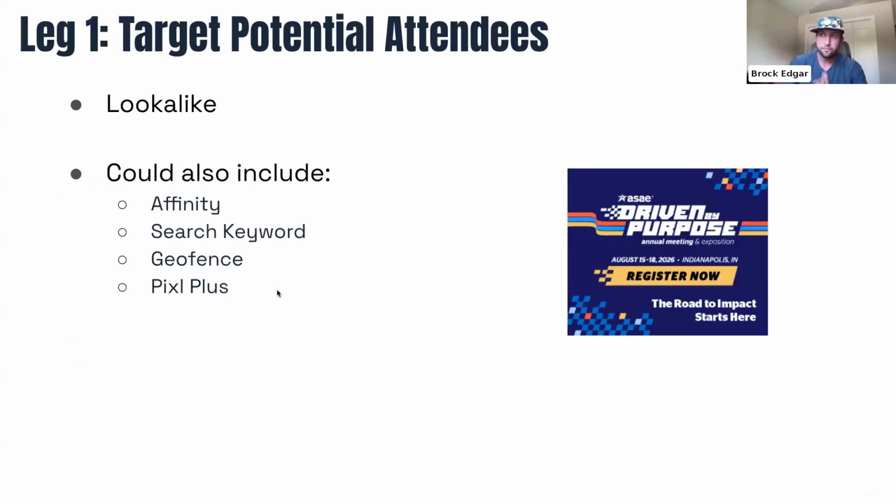But for the potential attendees, ASAE is using a lookalike campaign. They have a large database of professionals and associations, so they can use a lookalike campaign to find other professionals in associations that they might not be able to reach with retargeting or Pixel Plus campaigns. But if you do not have the same database that ASAE has, you could also use affinity campaigns where you can select groups of people based off of their job titles, their interests, their purchase behaviors, their job seniority or industry. You can target people with a search keyword campaign based off of what they are putting into search engines around the internet. So if you're looking for people who are attending a competitor's event, you can use a search keyword campaign, show ads to people who are searching for that competitor or their event.